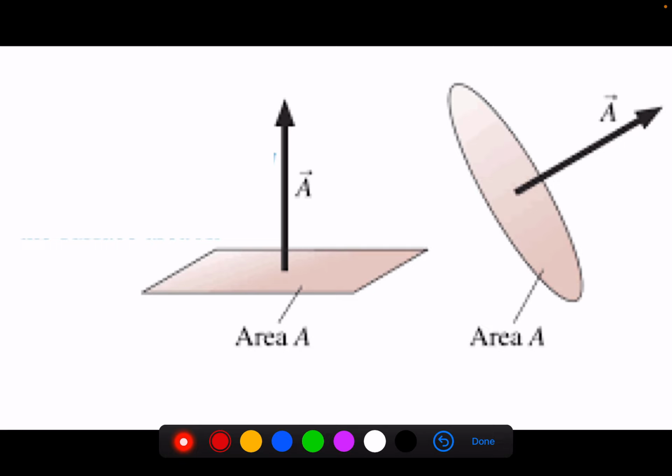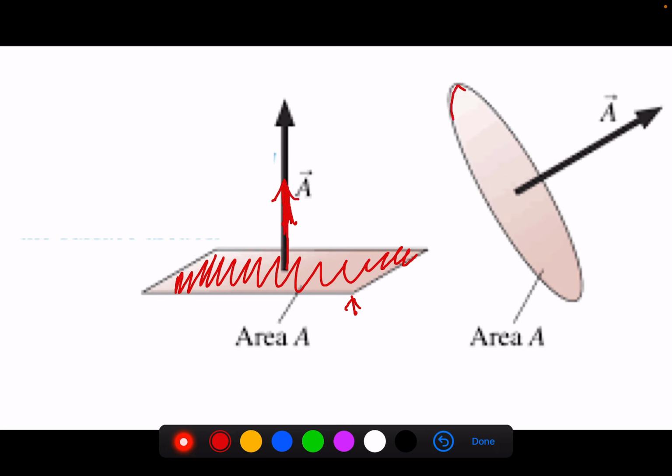So here's just two more pictures just to make sure you're clear. To find the area vector, you do length times width, you'd figure out your area, and then you'd point it perpendicular to the actual surface. So if the surface is horizontal, you point your area vector vertically.